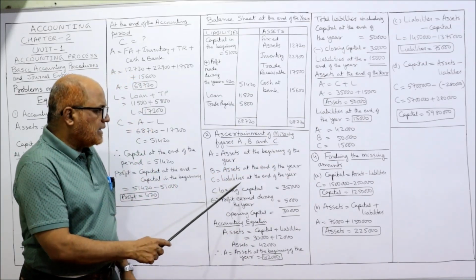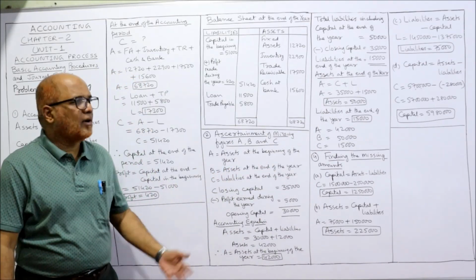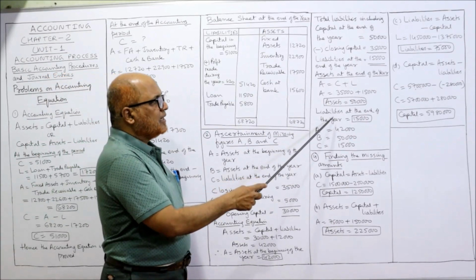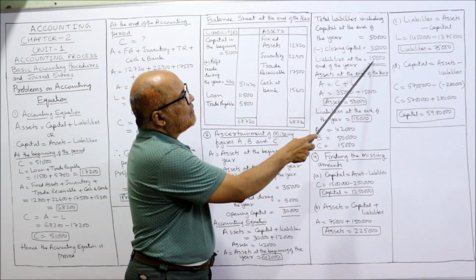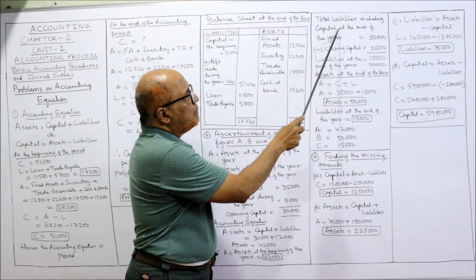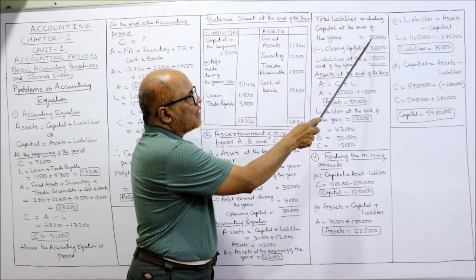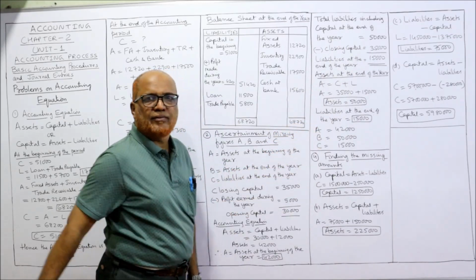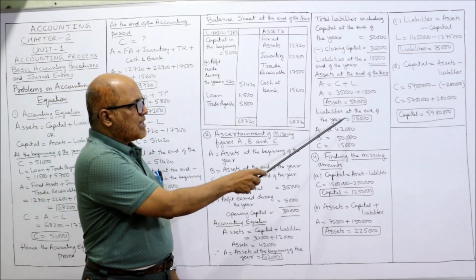Lastly, liabilities at the end of the year. We have already calculated. Liabilities at the end of the year is 15,000. Here we have calculated total liabilities including capital. From that, deduct the capital, you get the liabilities. At the end of the year, liabilities are 15,000.